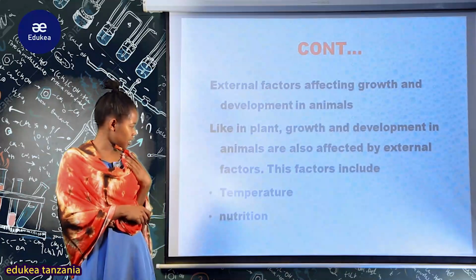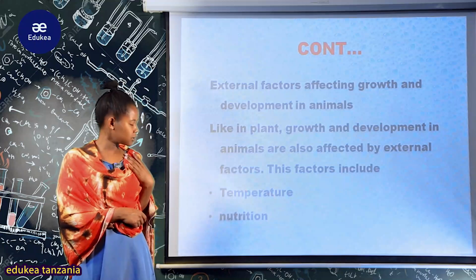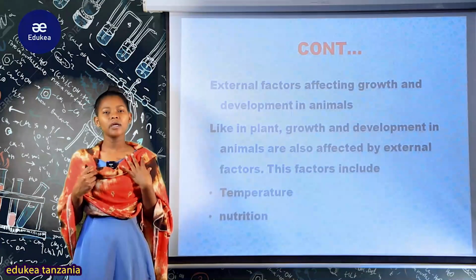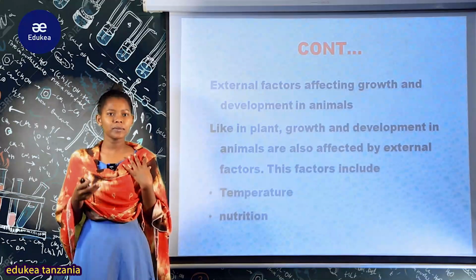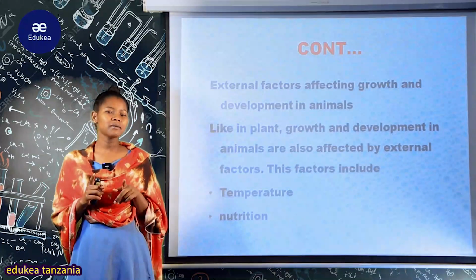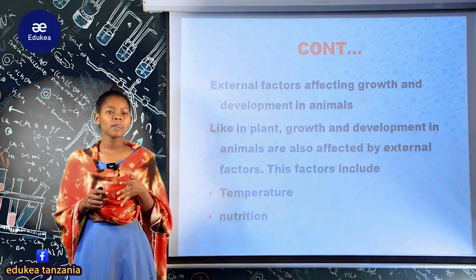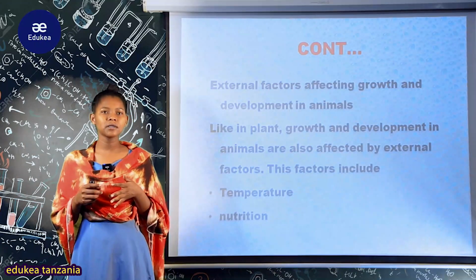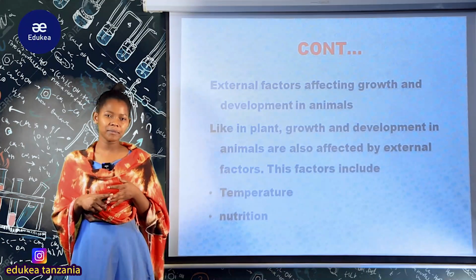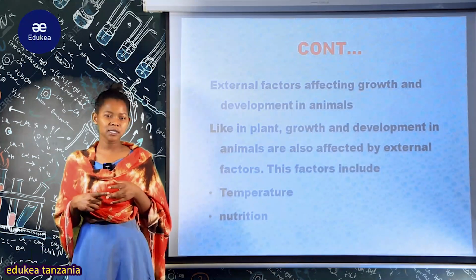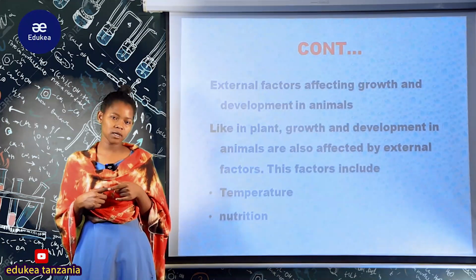Tukianza na temperature as a factor which affects growth in animals, we can say that ili organism aweze kudevelop well, growth yake na development yake ikae vizuri, lazima organism huyo akue katika optimal temperature, au tunasema ni jotoridi la kati, au moderate temperature. Otherwise, temperature likizidi sana katika mazingira ama likipungua sana, litaaffect growth na development ya organisms.